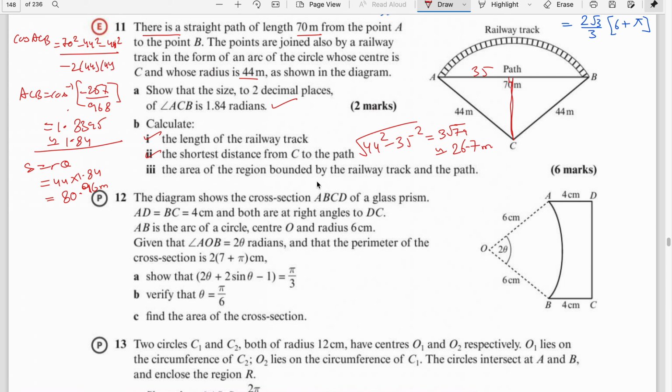Third says the area of the region bounded by the railway track and the path. So again, complete area minus area of triangle, and complete area is 1 by 2 r square theta minus 1 by 2 AB sine of C. 0.5 into 44 square times 1.84 minus 0.5 into 44 square into sine of 1.84 is 847.98 meters square.